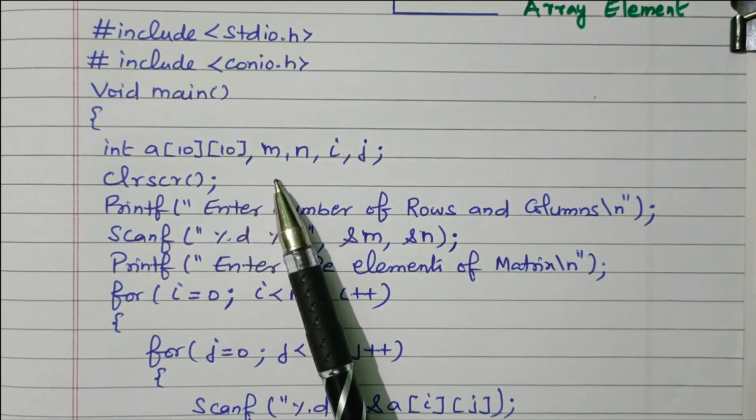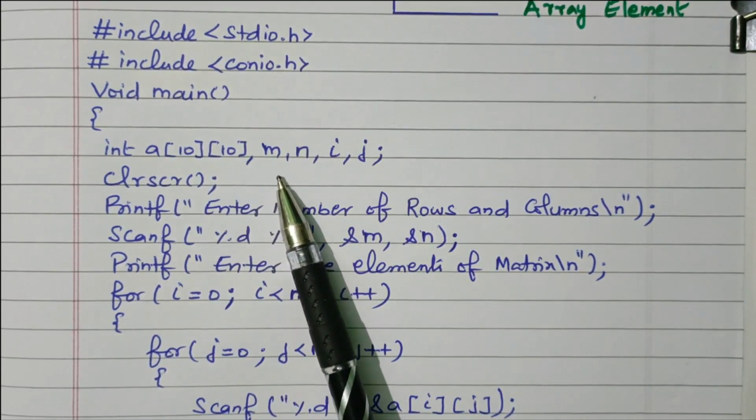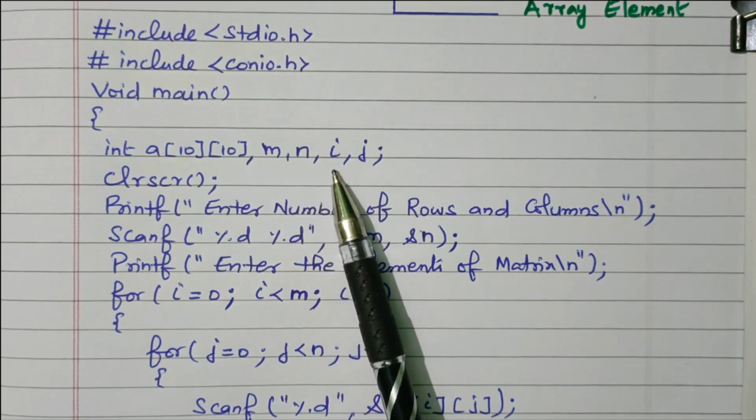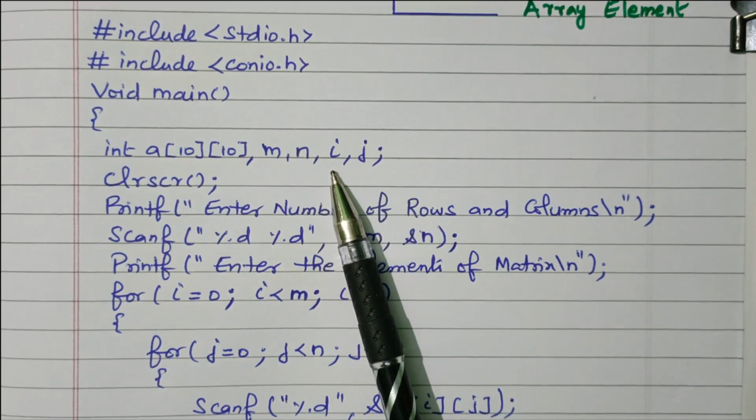In order to assign the values, we need two loops. That is a for loop, and in that one more loop is needed. In order to vary the row, one loop is needed.